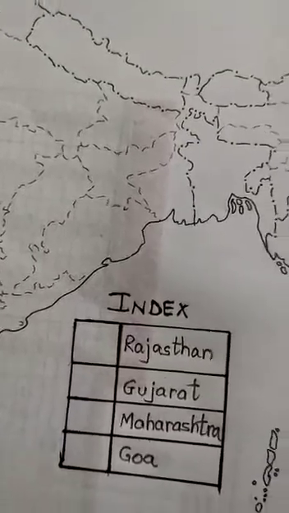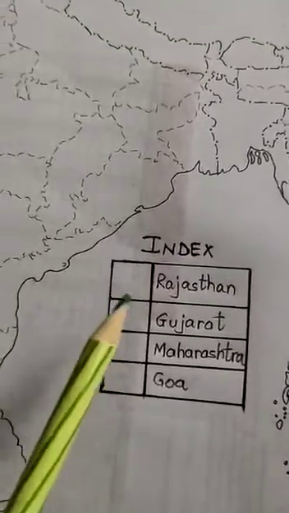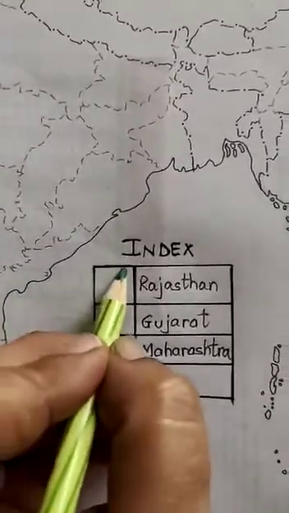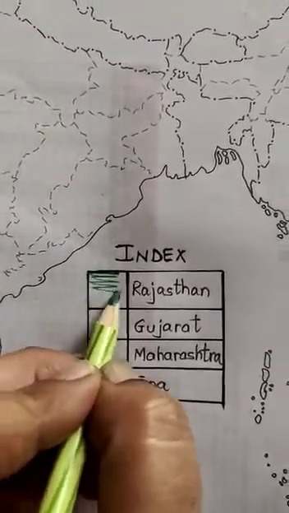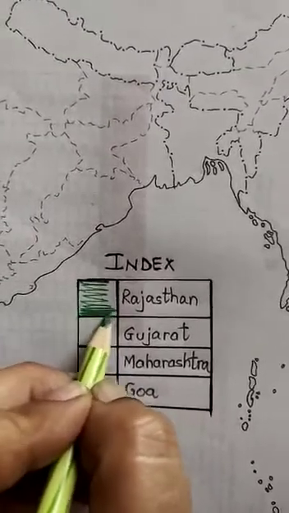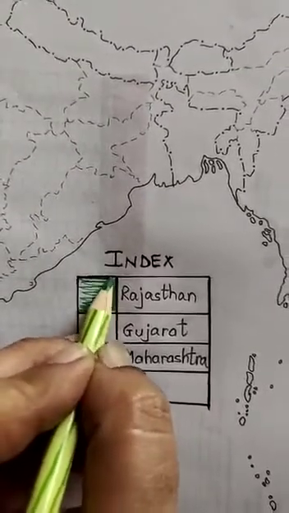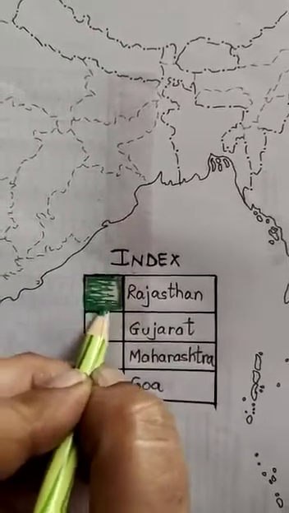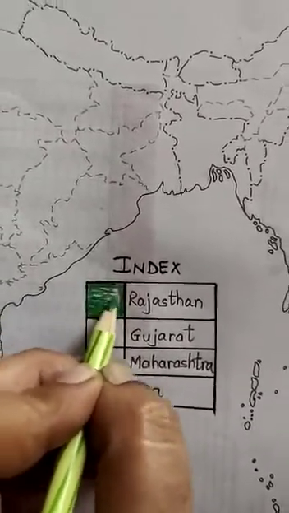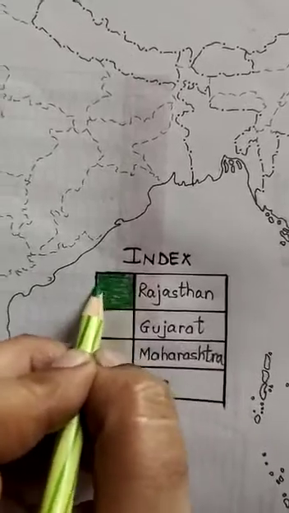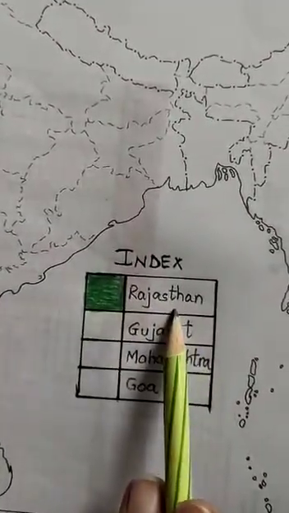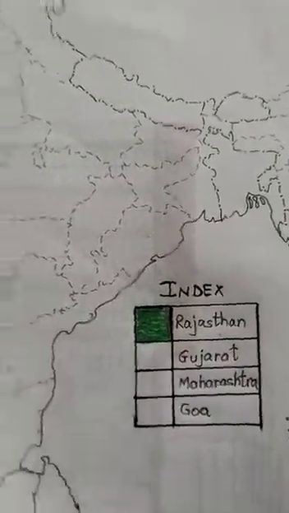I have picked up green color, right? Which is the first state? Rajasthan. So what I am going to do over here, children, is color Rajasthan in the index with a green color out here. Okay, with the green color, I am going to color Rajasthan out here. Make sure you color it neatly. Right. So, against green color, which state is written? Rajasthan.